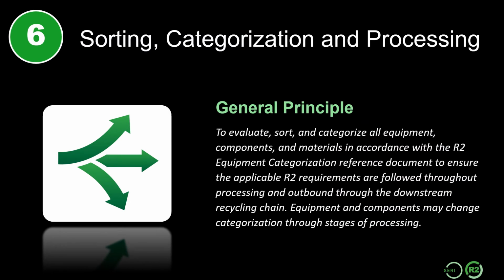The general principle of Core 6 is to evaluate, sort, and categorize all equipment, components, and materials in accordance with the R2 Equipment Categorization Reference Document to ensure the applicable R2 requirements are followed throughout processing and outbound through the downstream recycling chain. Equipment and components may change categorization through stages of processing.